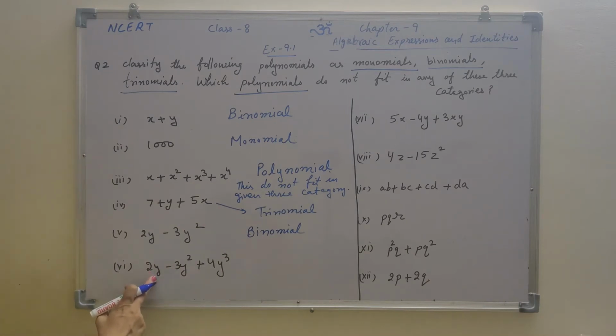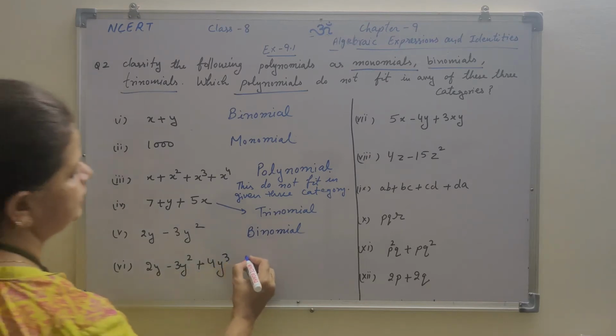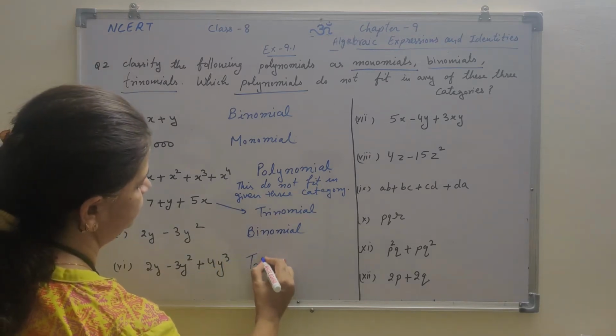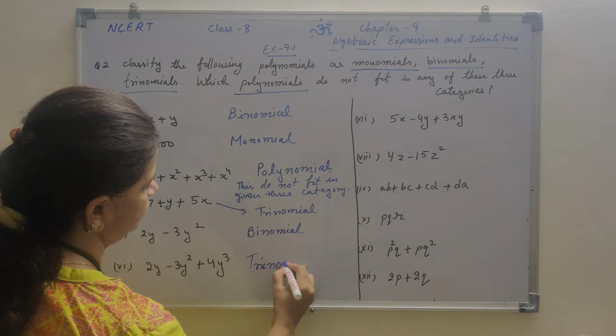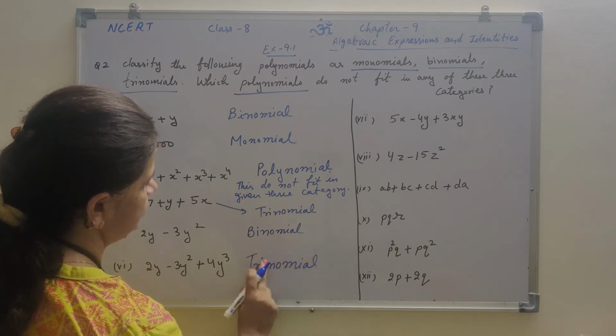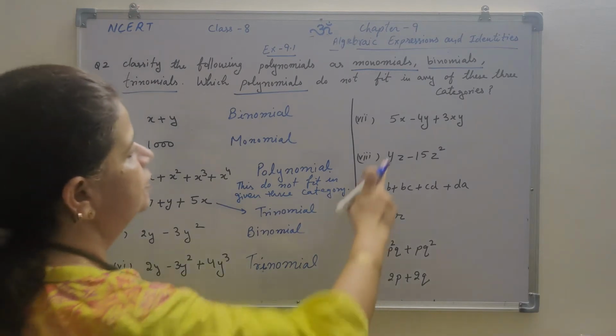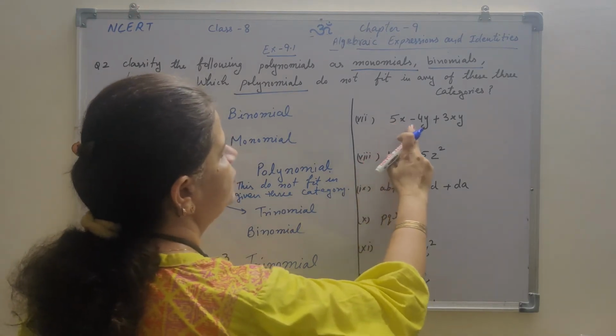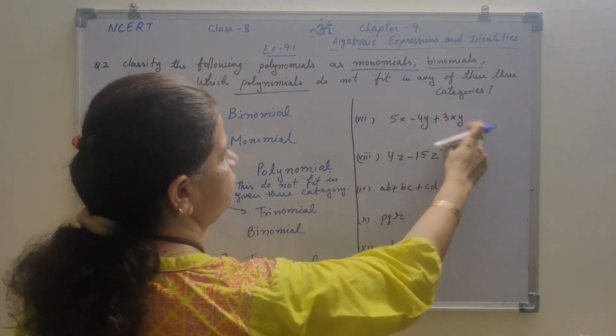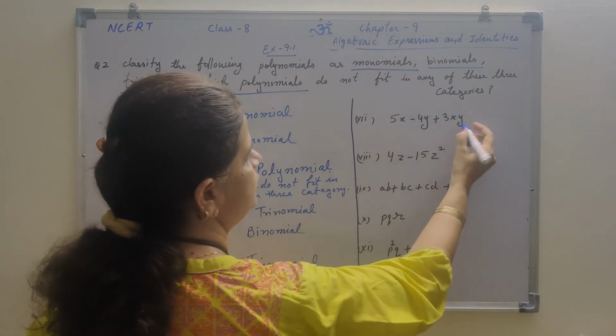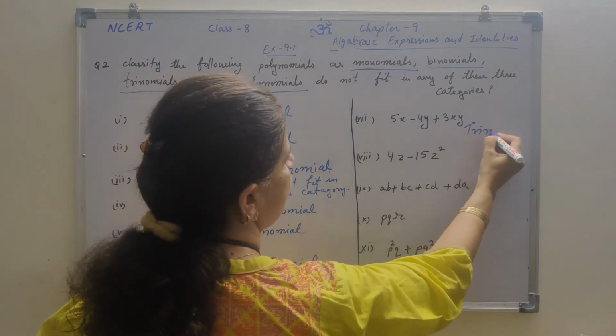Next is 2y minus 3y square plus 4y3. That means here we have 1, 2 and 3 terms, and 3 terms means it is a trinomial. This is a trinomial, right? Here also we have 5x minus 4y plus 3xy. That means 3 terms are there, so it is also a trinomial.